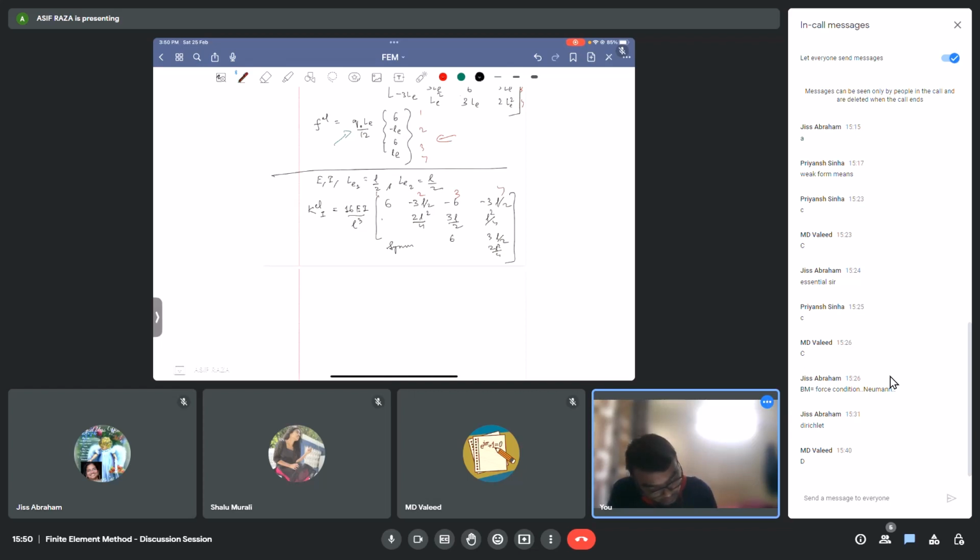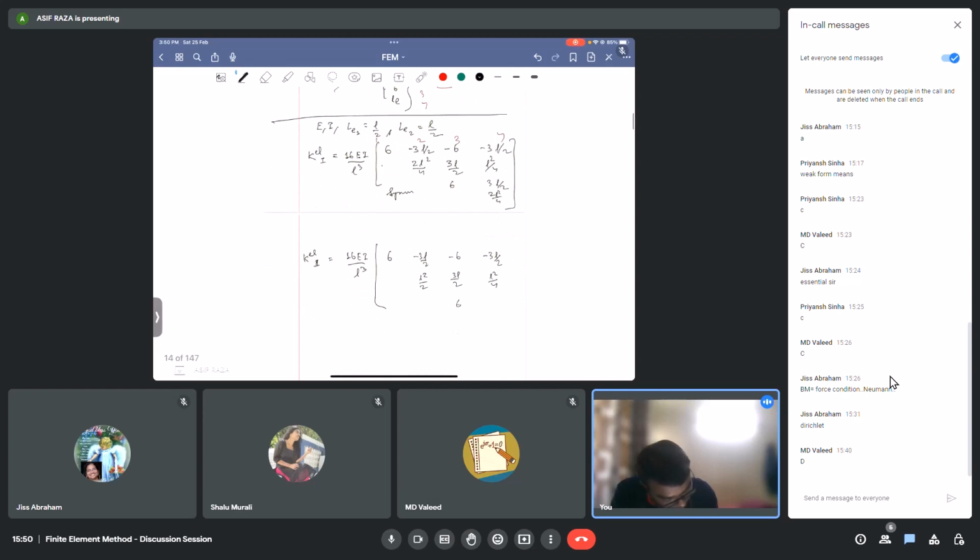And for the second element it will be similar: 6, minus 3L by 2, minus 6, minus 3L by 2, L squared by 2, 3L by 2, L squared by 4, 6, 3L by 2, and L squared by 2. This pertains to 3, 4, 5, 6. So the first element is 1, 2, 3, 4 and the second is 3, 4, 5, 6.